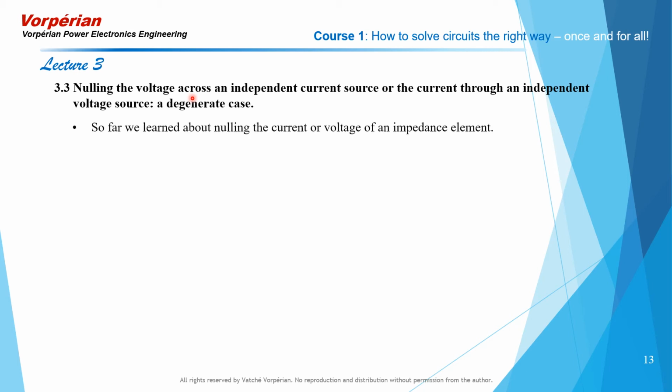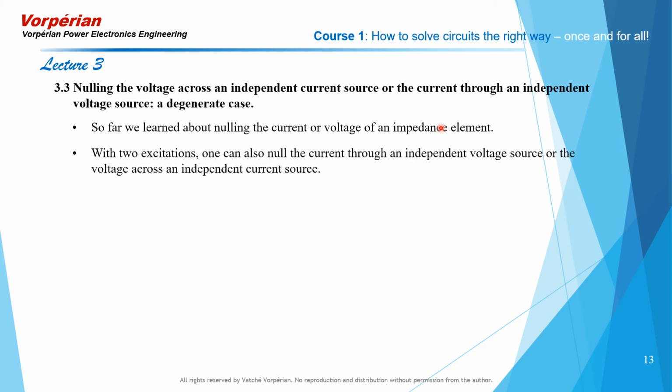Here are the key points. So far, we learned about nulling the current or voltage of an impedance element, which Dr. Middlebrook called the process Null Double Injection. With two excitations in the circuit, one can choose to null the current through one of these independent excitations if it's a voltage source, or the voltage across one of these excitations if that is a current source.